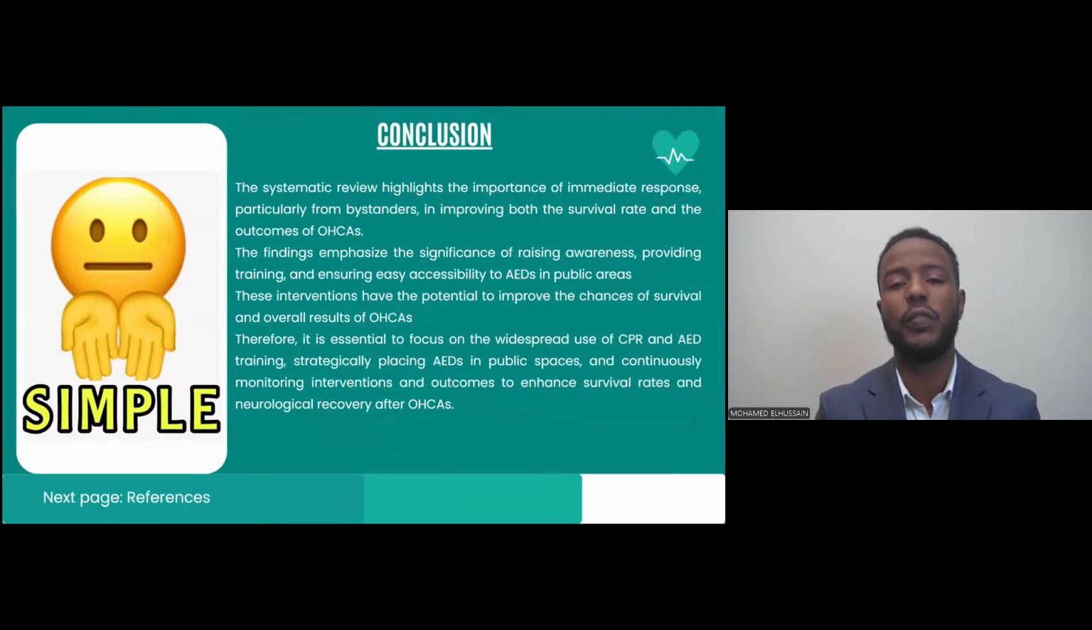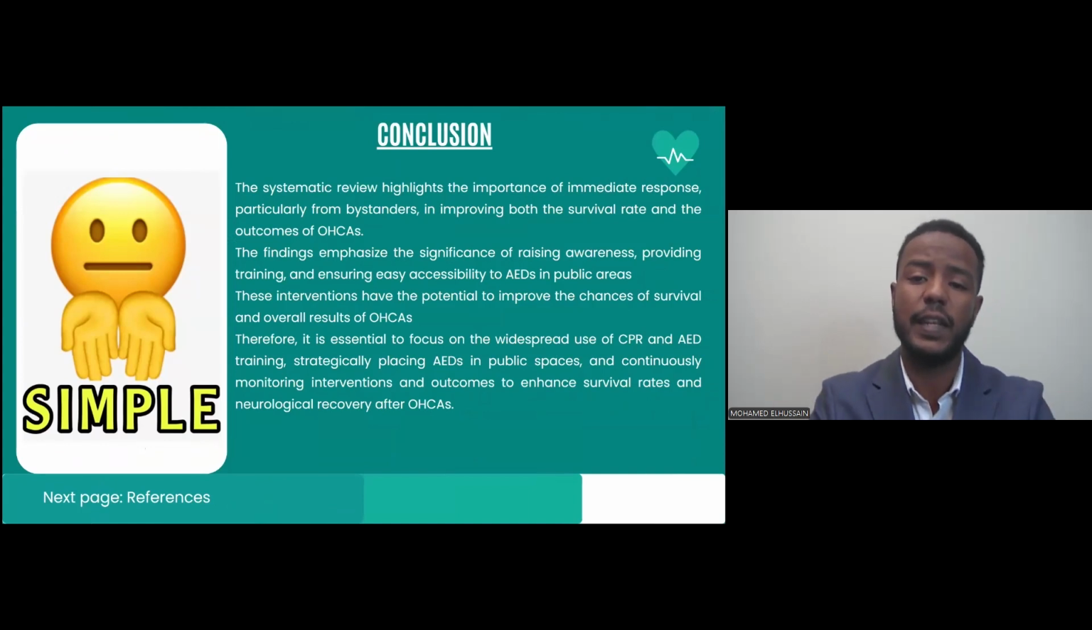Finally, this is the conclusion of our study. It reminds everyone about the importance of immediate response, particularly from bystanders, in improving both survival and the outcome, more specifically neurological outcome here in our studies for out-of-hospital cardiac arrest. The findings also emphasized the significance of raising awareness, providing training, and ensuring easy accessibility to AEDs in public areas. Those interventions have the potential to improve chances of survival and overall result of out-of-hospital cardiac arrest.